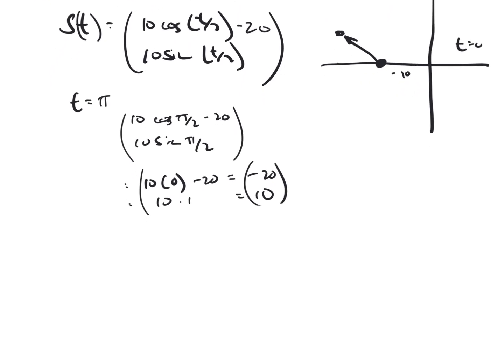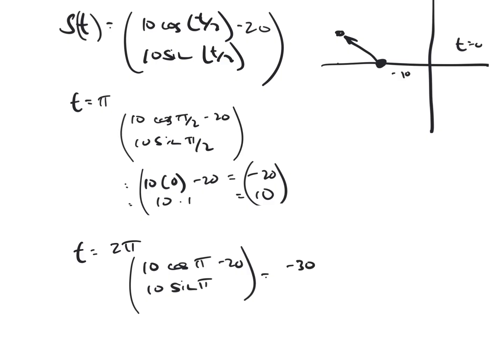Now I'm also going to go along and let's try t equals 2 pi, then it's going to be 10 cosine pi minus 20 and 10 sine pi. Well, cosine of pi is negative 1, so that's going to be negative 30. Sine of pi is 0, so that is 0. And so now I'm at the point negative 30, 0, and so it's going to here. And so you can see that it's going around this way with a few points. I hope that helps.